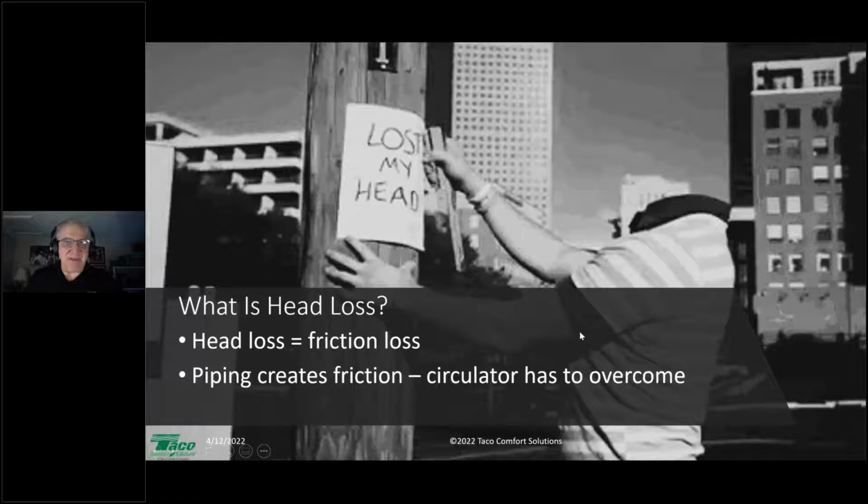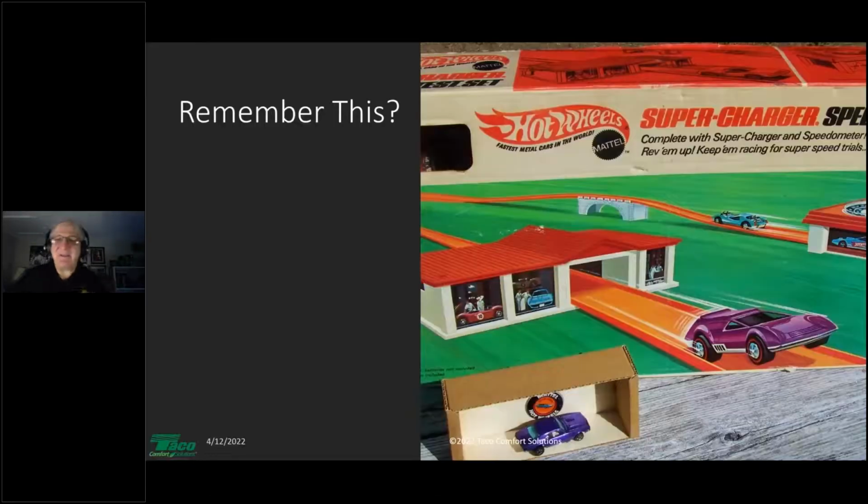Alrighty, so again, that piping creates the friction. The circulator has to overcome that. Maybe the best analogy I can come up with for you is this guy. If you're a kid who grew up in the late 60s, early 70s, you probably loved you some Hot Wheels. I certainly love me some Hot Wheels. It used to be gravity. You'd use that little purple C-clamp and clamp it to your mother's dining room table, and she'd yell at you for it, but you'd have that orange track going downhill and you could do drag races.